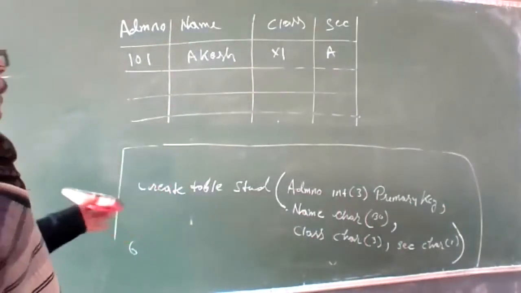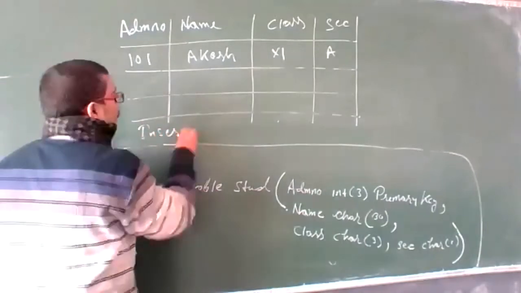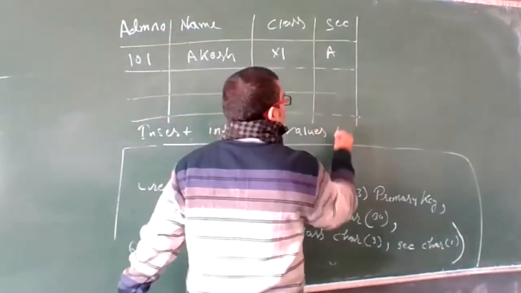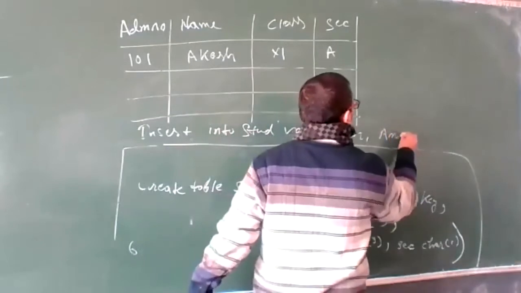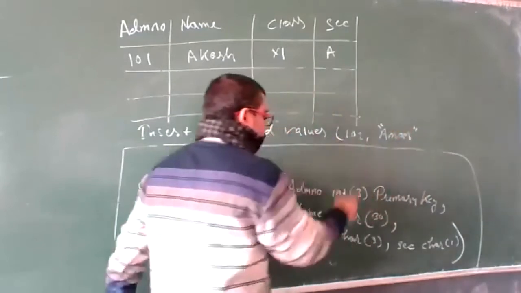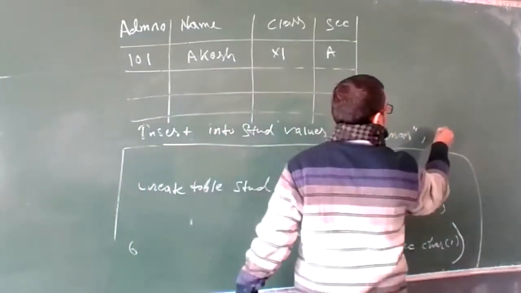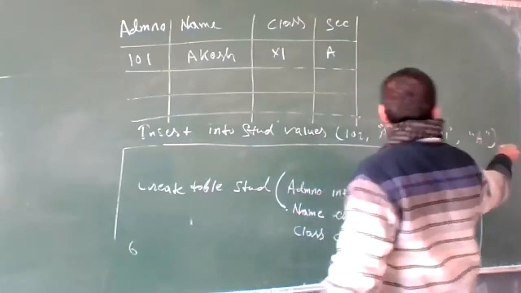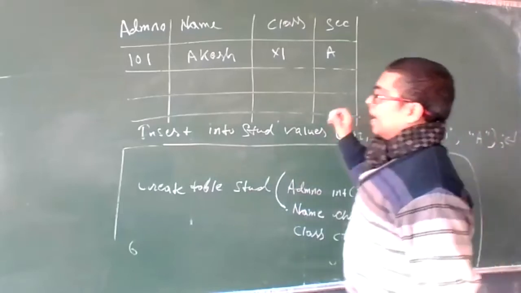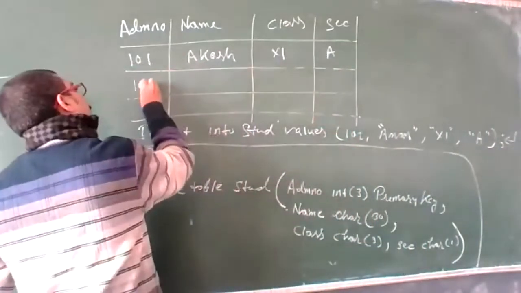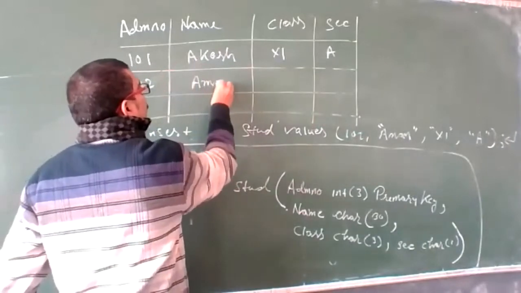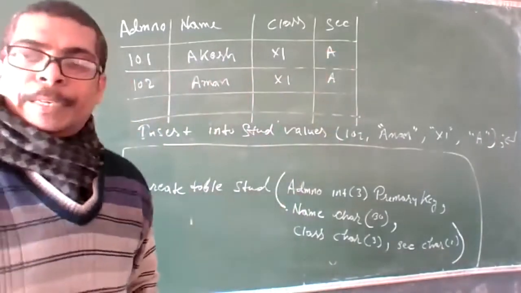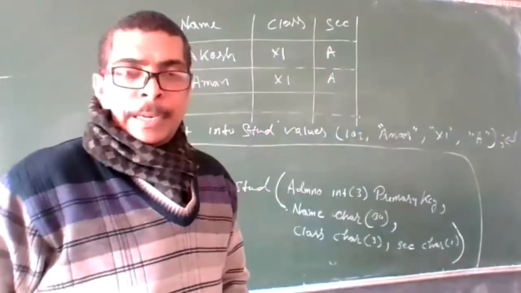Now, if you want to insert the next record, again you will write insert into stood values 102, Aman in double inverted commas because name is of character type, then 11 and then section A. Finally you press enter, and after pressing enter 102 will come here, Aman will come here, 11 will come here, A will come here. I hope it is clear to you all.